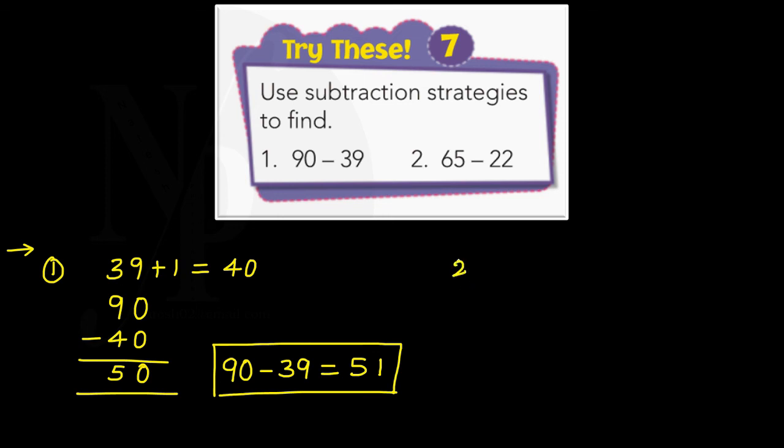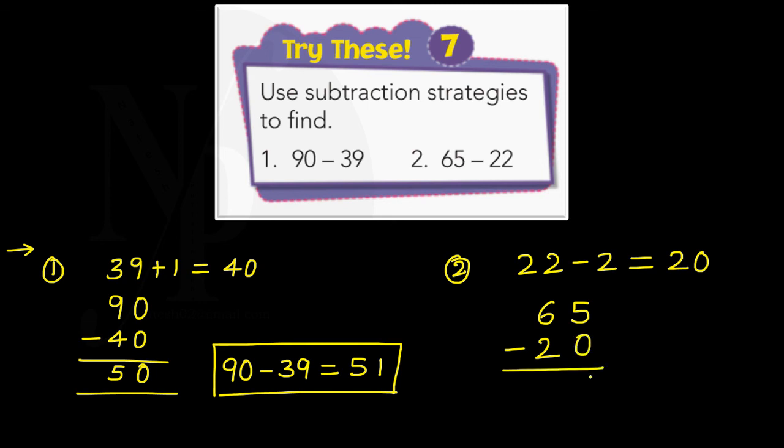Question number 2 here. 65 minus 22. So this 22 can be made 20 by subtracting 2 from it, isn't it? 22 minus 2 is equal to 20. ಇಲ್ಲಿ ಸೆಕೆಂಡ್ ನಂಬರ್ ಅನ್ನು 20 ಮಾಡ್ಕೊಂಡ್ವಿ. Now let us subtract 20 from 65. 65 minus 20. 5 minus 0 is 5. 6 minus 2 is 4. We get 45.